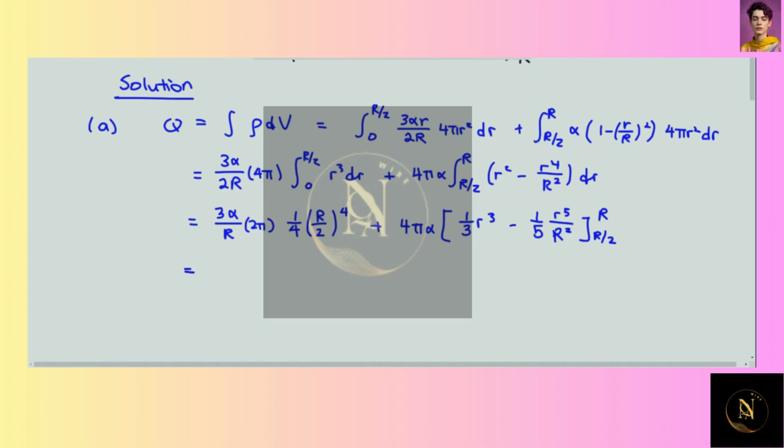Then you can simplify the terms in front, so you get 3 alpha pi divided by 32 big R cubed, plus 4 pi alpha times 1/3 (R cubed minus (R over 2) cubed), minus 4 pi alpha divided by 5 R squared times (R to the 5 minus R to the 5 divided by 2 to the 5).